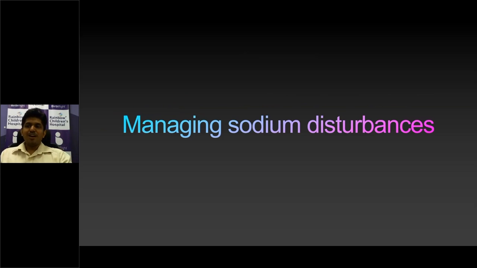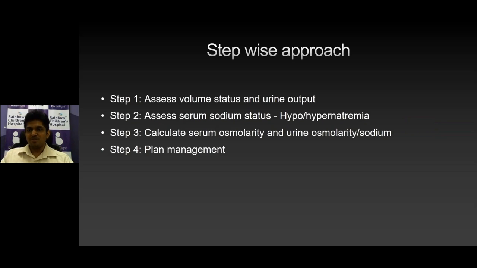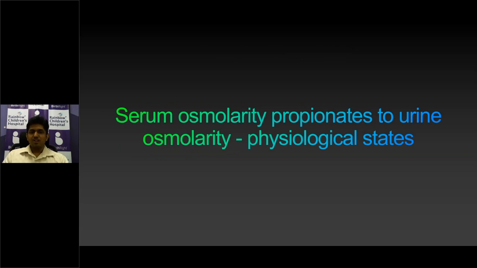So now coming into the management of sodium disturbances. We are going into specific management of disorders of sodium. So here the approach would be: step 1, always assess the volume status and the urine output. Step 2, check the sodium level. Step 3, the osmolarity comes into play. Check the serum osmolarity, the urine osmolarity and the urine sodium, and based upon that you classify and then plan the management.